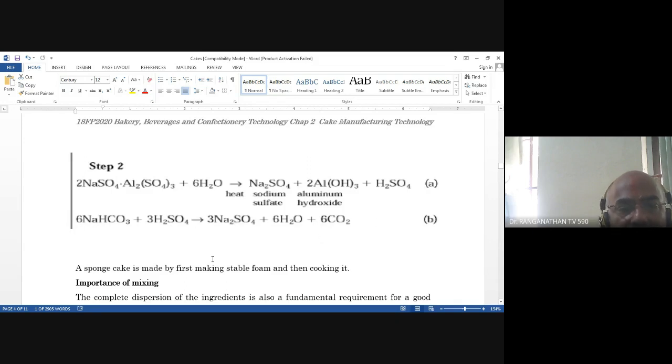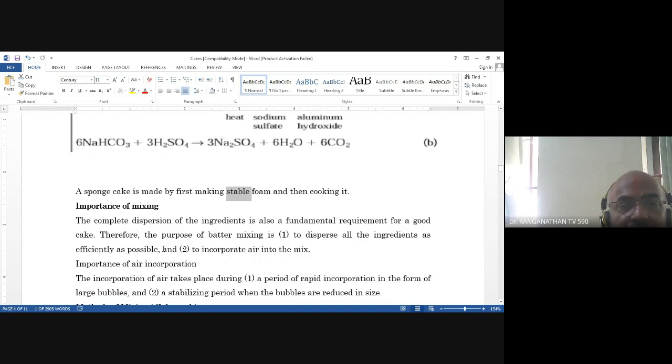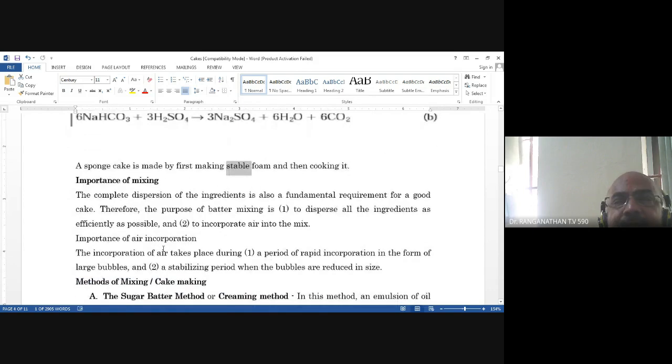So a sponge cake is made by first making a stable foam and then cooking it. What is a stable foam? Stable foam is made by beating the egg white. So what is the importance of mixing in this case? In the case of bread, we have seen that mixing is responsible for the dough structure. Here, mixing is responsible for the uniform dispersion of air bubbles in the batter, because here it is a batter.